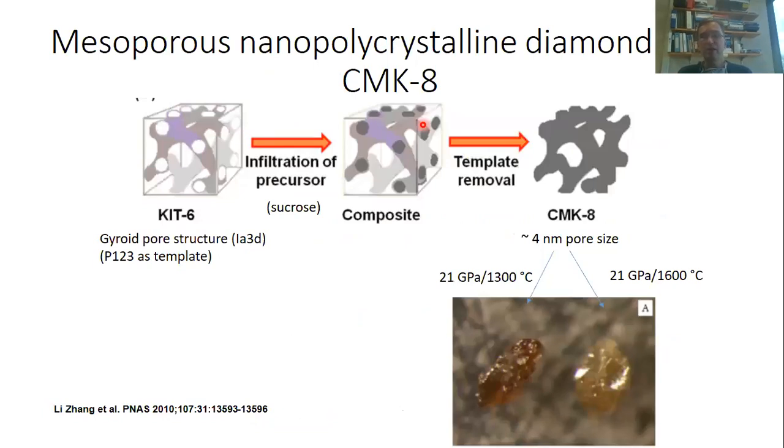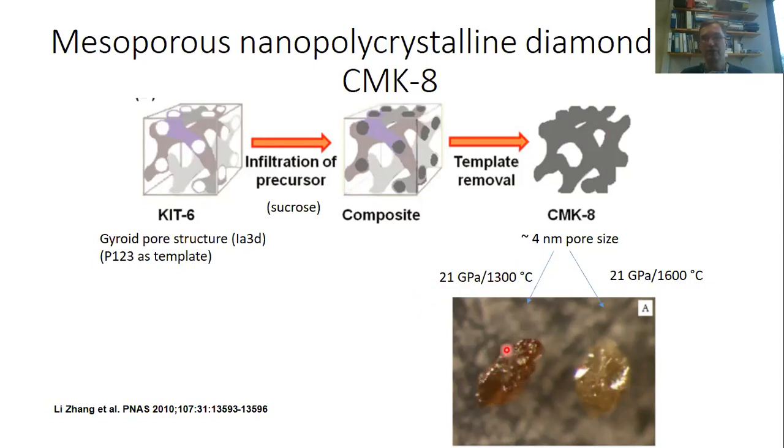So there are actually other ways to make porous diamond materials. You can start out from periodic mesoporous carbons, for example CMK-8, and then use the high reactivity of that porous carbon, even without a pressure medium, in order to transform the sp2 carbon into diamond at relatively mild temperature conditions. Okay, so at 21 gigapascal and 1300 degrees Celsius, you then get brown monolithic pieces, of which you can see here a photograph.